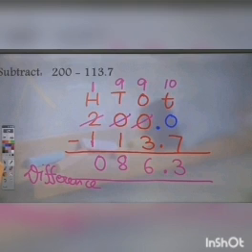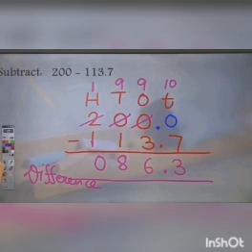So it becomes 1. This becomes 9. And then this becomes 9. And this becomes 10. So now I need to subtract 7 from 10. 10 minus 7 is 3. Then 9 minus 3 is 6. Again 9 minus 1 is 8 and 1 minus 1 is 0. So the answer is 86.3.